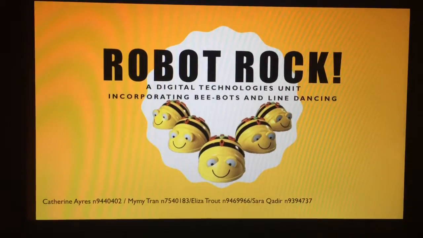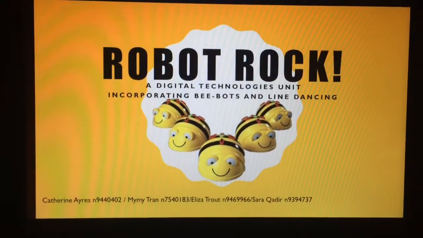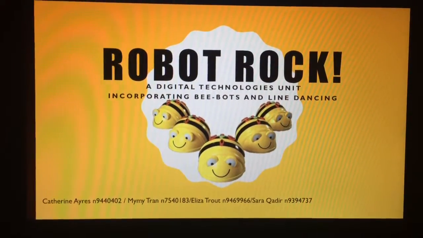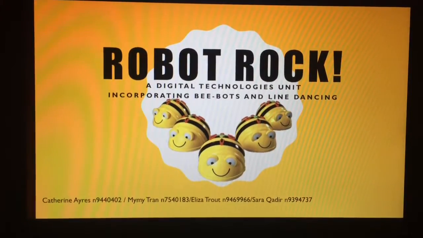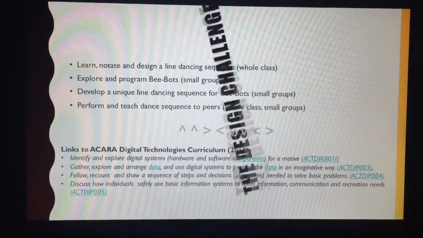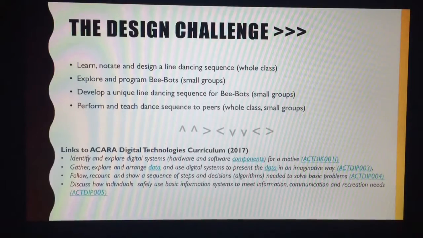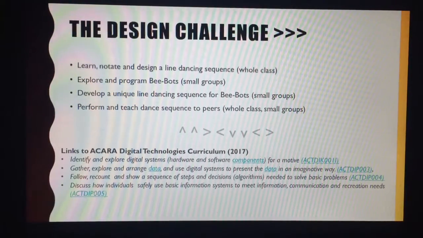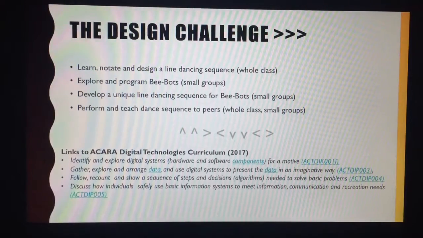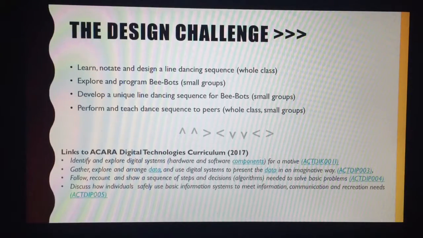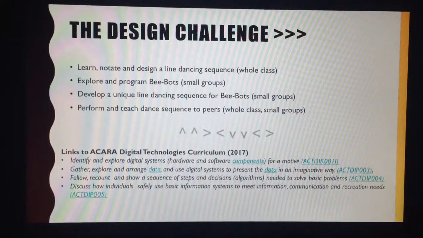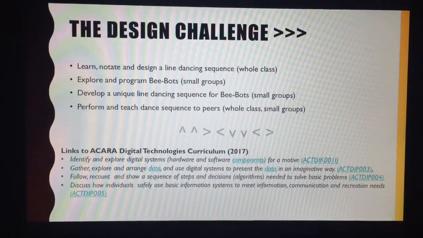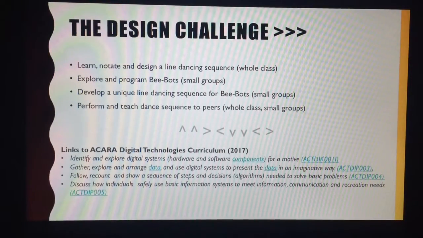Over 4 lessons, Year 2 students will develop knowledge of computational thinking and sequencing through an engaging unit entitled Robot Rock. Because it is important to develop content knowledge before embarking on exploration of technologies, the first lesson will consist of dancing. As a class, students will watch, learn, and notate a simple line dancing sequence, using the same symbols used to program the bebots.